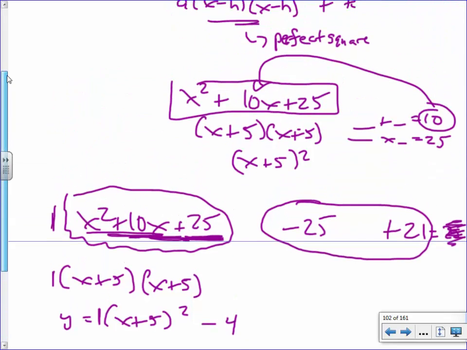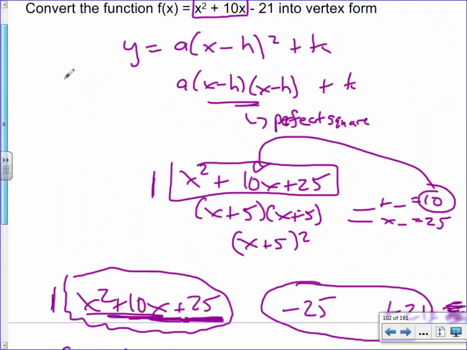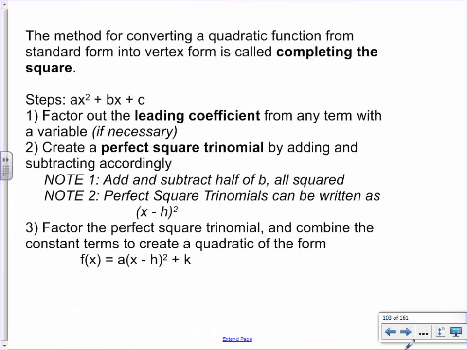So in this example, because there was a 1 as my leading coefficient, I was allowed to skip that part. But we'll do an example where it's not 1. One more thought. Let me read through the next slide here, and then I'll come back and do it one more time. So here are your steps.